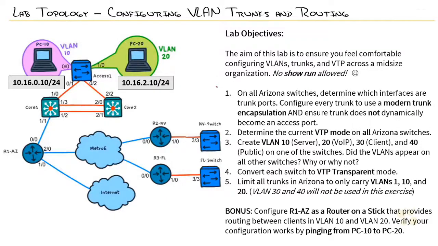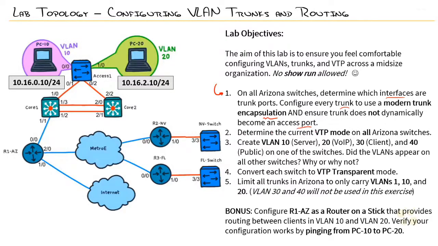So first and foremost, we're going to look at the Arizona switches, determine which interfaces are existing trunk ports, looking at these. We need to configure every trunk port to use a modern trunk encapsulation. We'll talk about what that means and ensure the trunk does not dynamically become an access port.